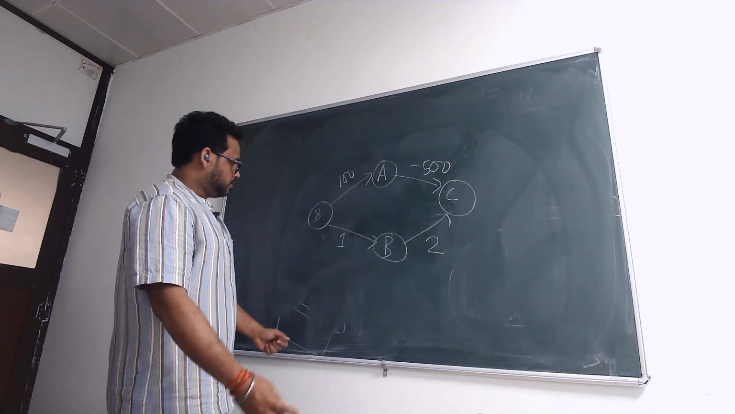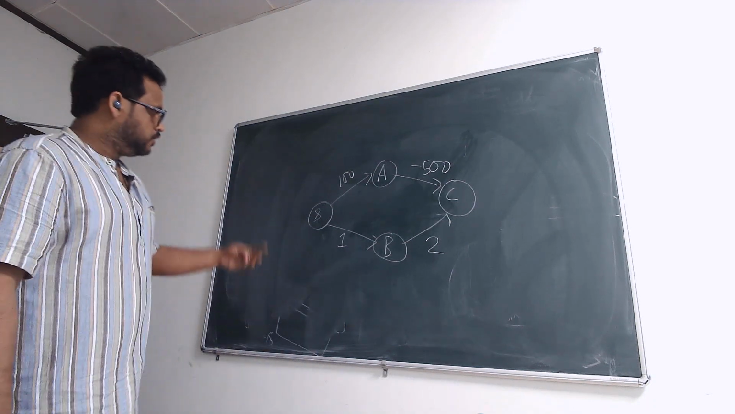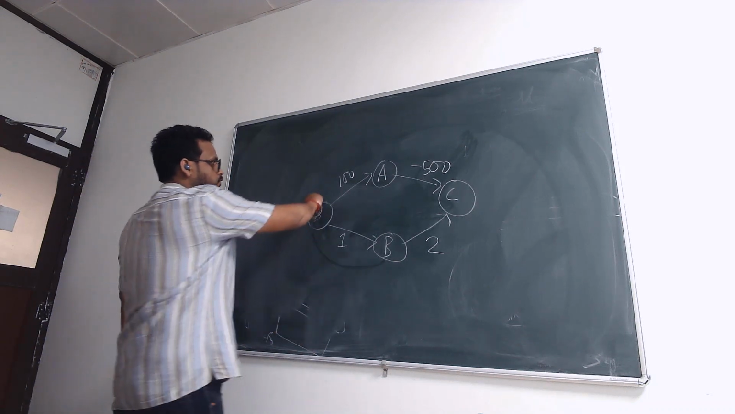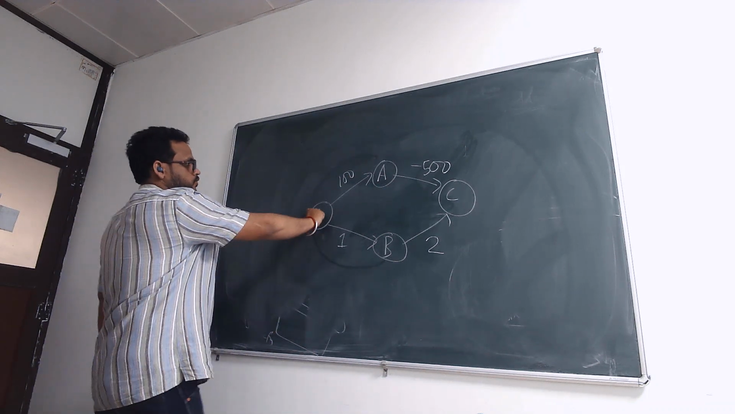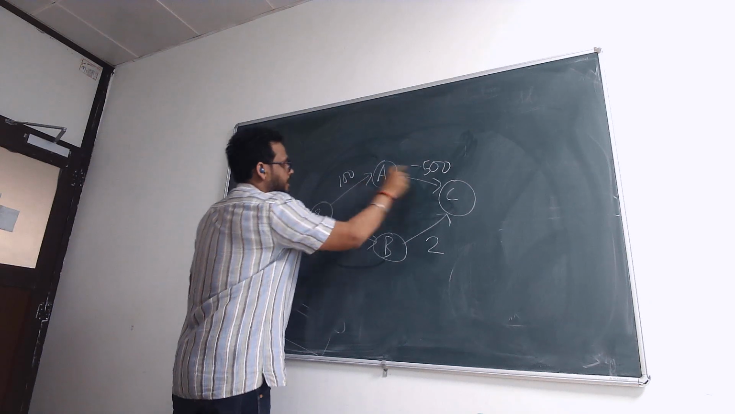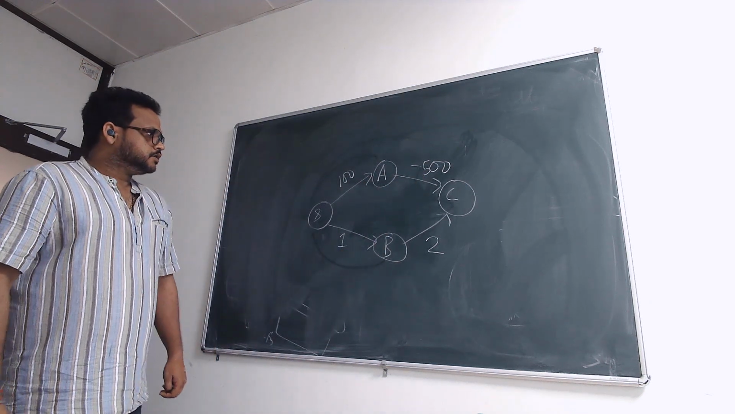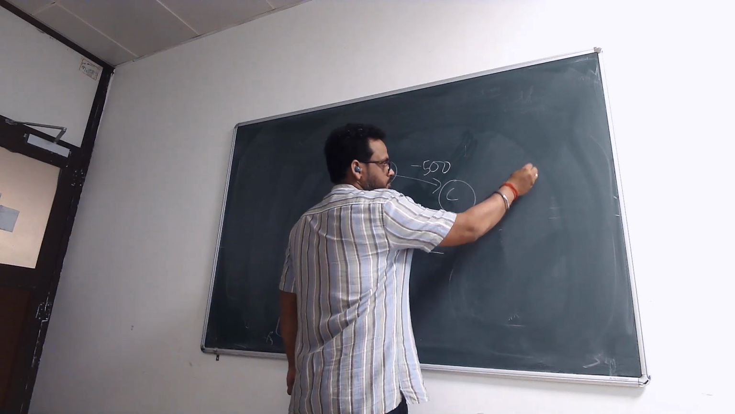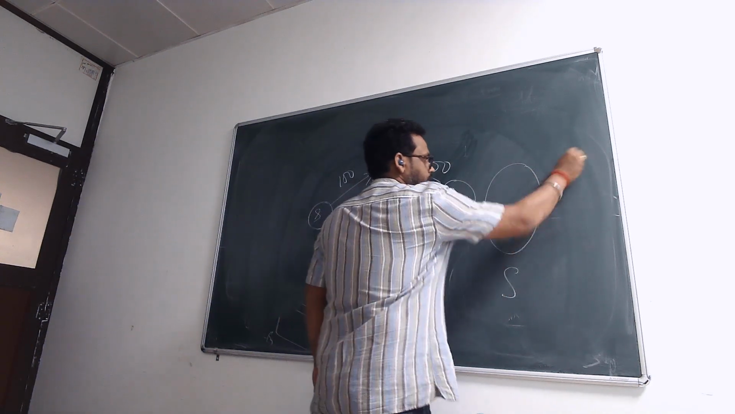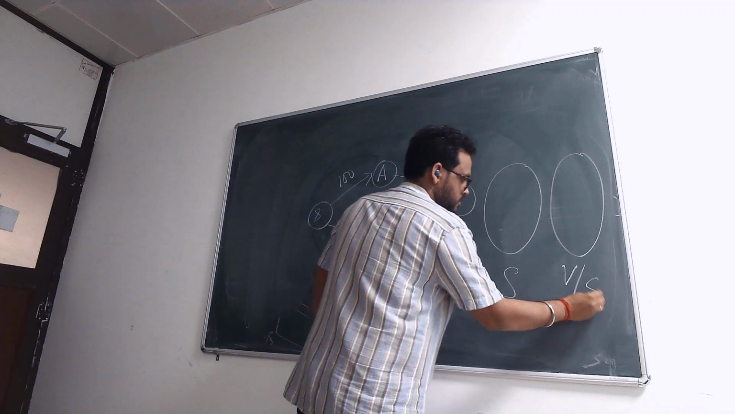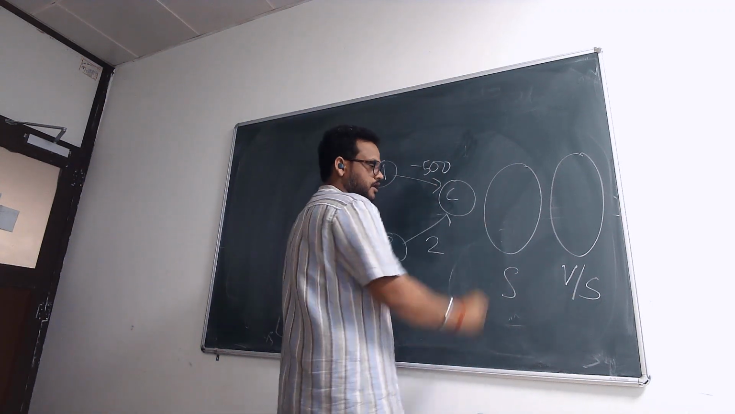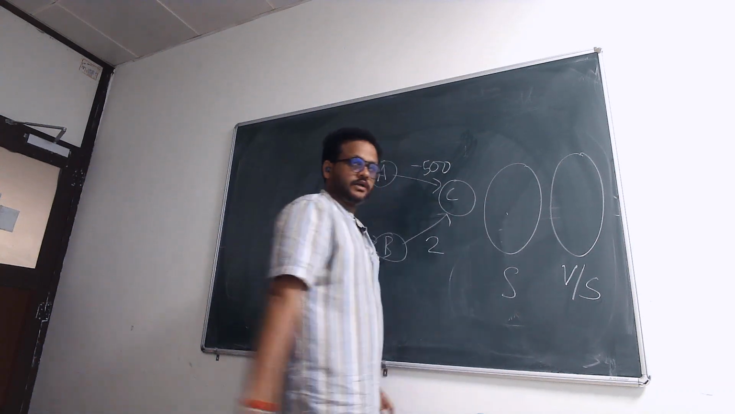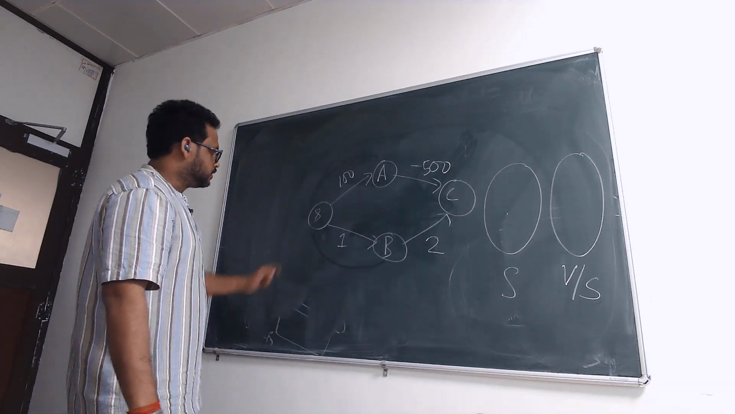Great. So by looking at the graph, we can see that the shortest path from S to B is 1, S to A is 100, and S to C is minus 400. So what was the golden rule for the algorithm? We have one set S, another set V minus S. Any node which is in S, we can ensure that we know the shortest path for that node. Let's do this for this graph.